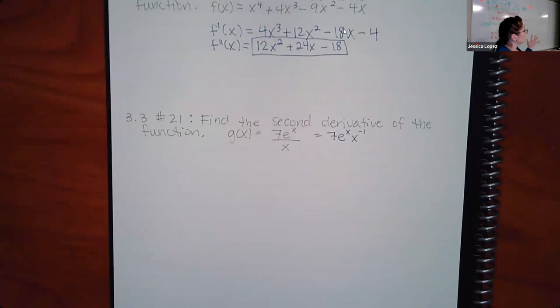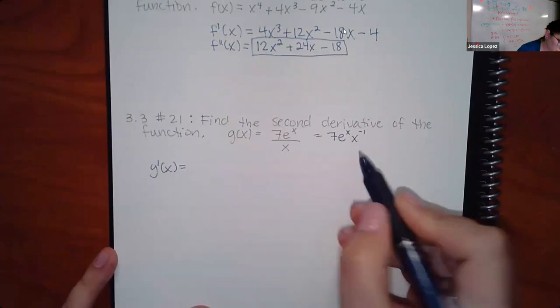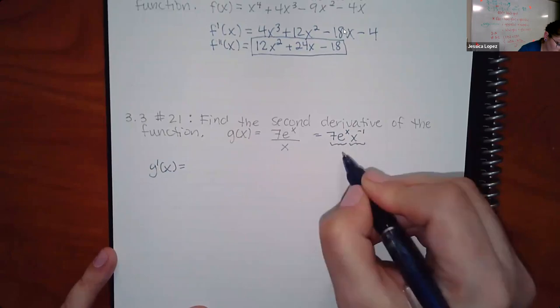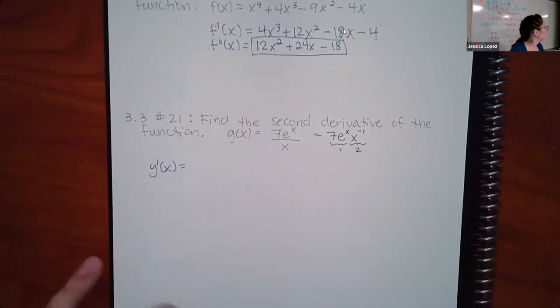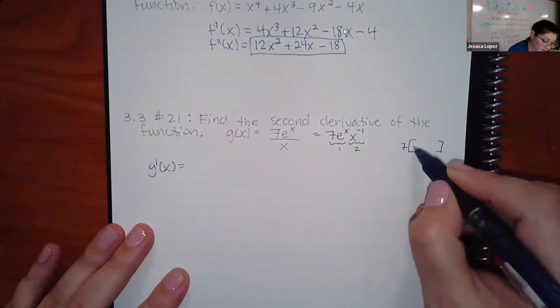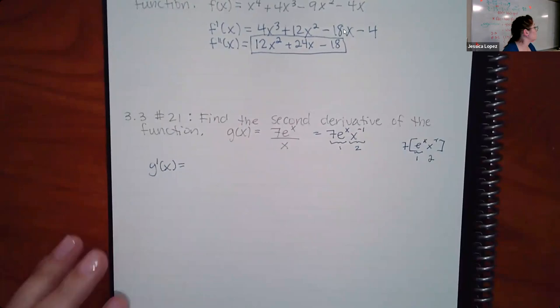It's not like the other one where the base was x squared plus 1, right? So we could get away with product rule, which is a lot easier to do. So I'm going to do g prime. I'm going to identify this is my first one, and this is my second one. Some people see 7 as the constant multiplier, and then e to the x as the first guy, and x to the negative 1 as the second guy. So whichever way, it will still work out the same.